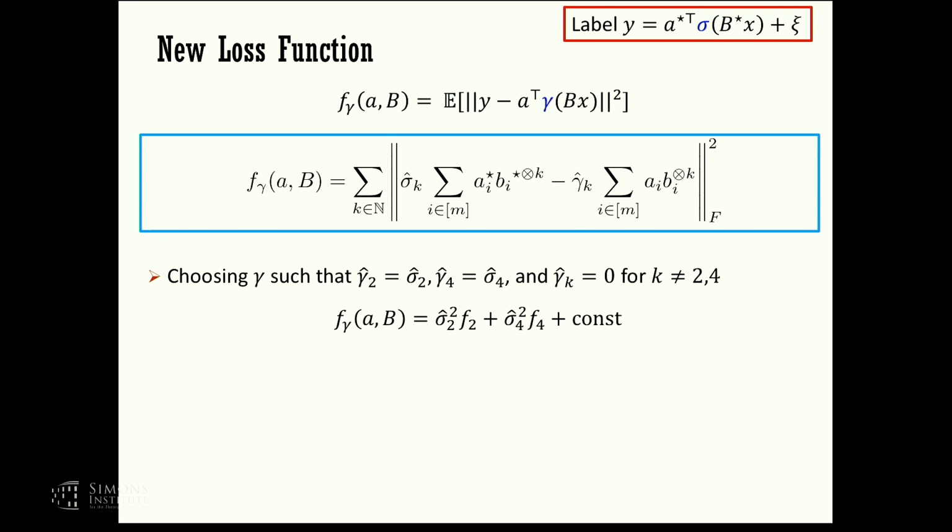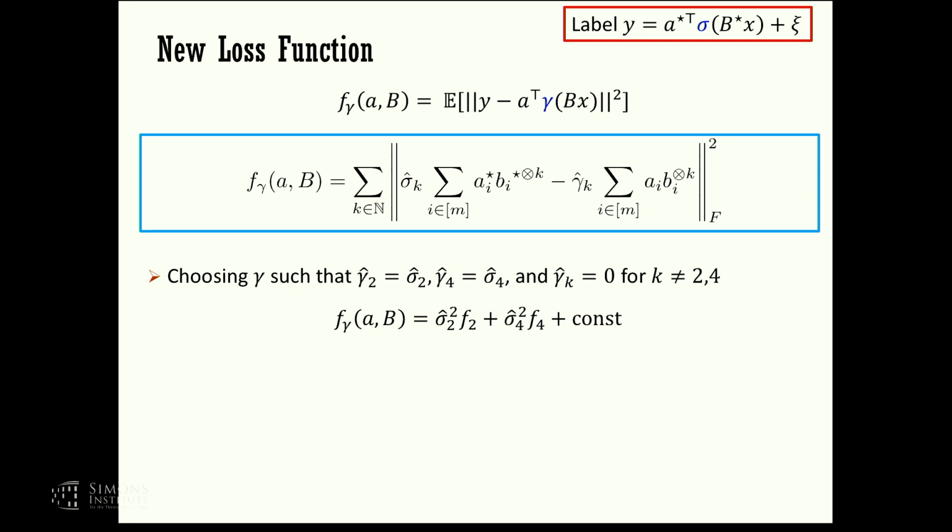Now if you look at any term except the second term and the fourth term, then because gamma hat is 0, this gigantic thing is just going to be a constant because everything is fixed. A star is fixed, B star is fixed, and there's no variable. So basically we kill all of the terms except the second and the fourth term. We get sigma hat 2 squared times f2 plus sigma hat 4 squared times f4 plus a constant.